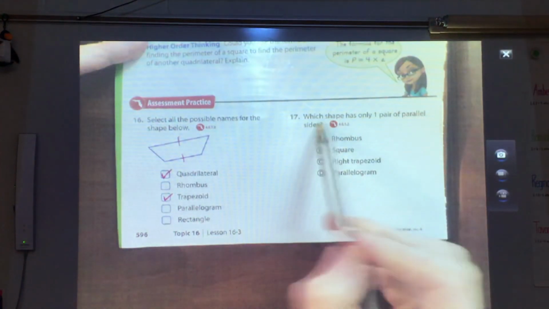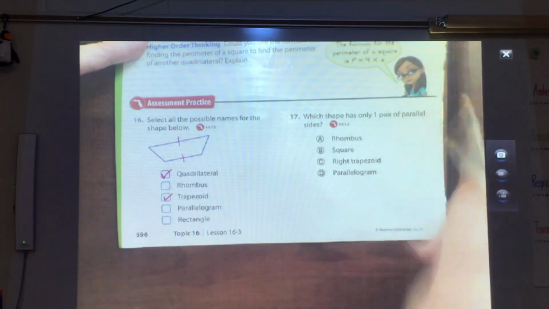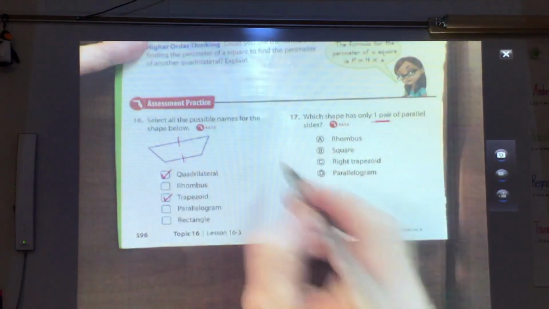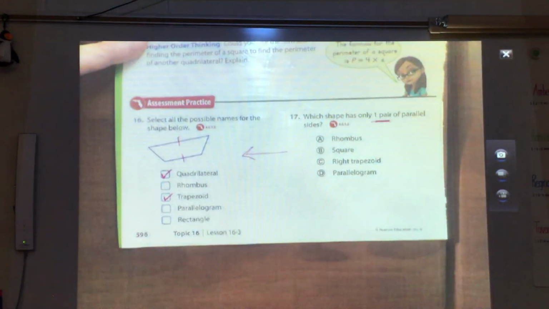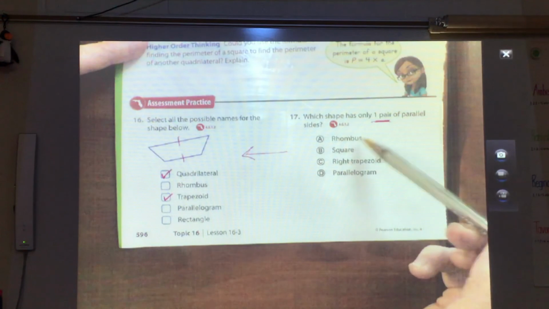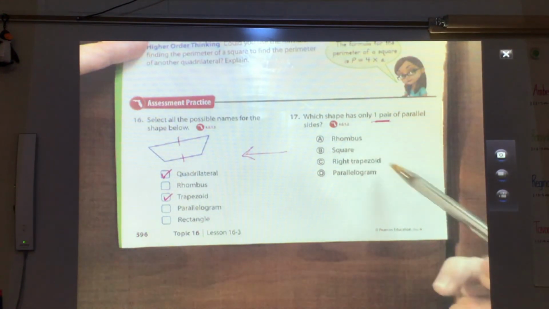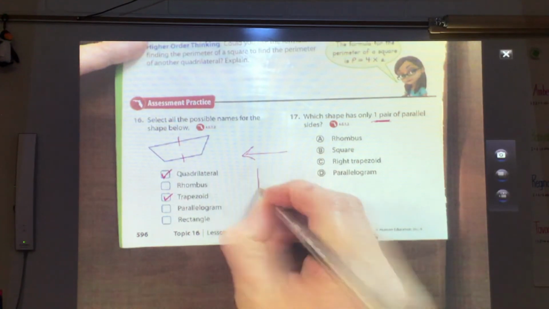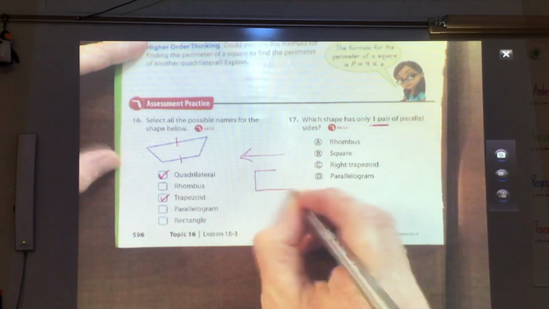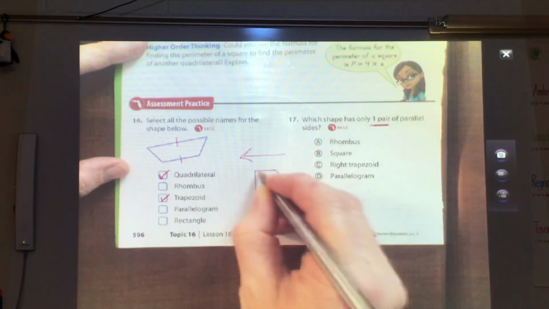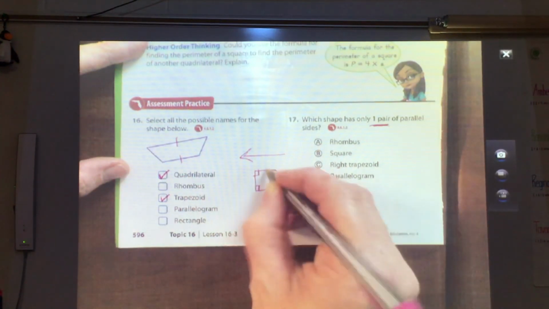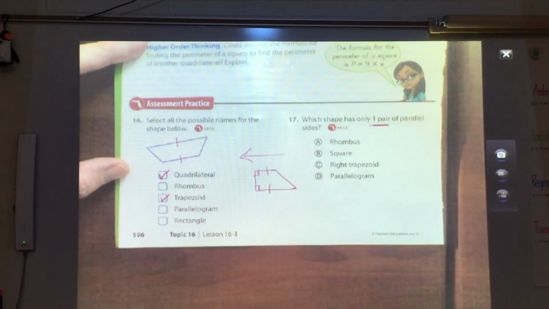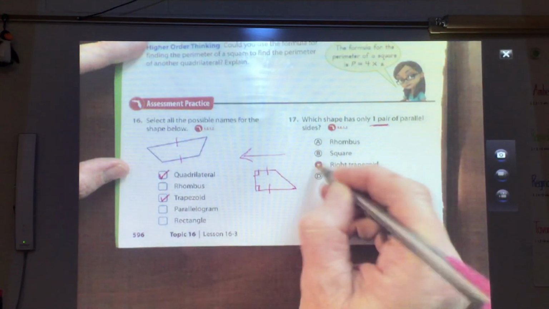All right, and then which shape has only 1 pair of parallel sides? Well, we can look at our shape over here, and we're going to ask ourselves, is that a rhombus, a square, a right trapezoid, or a parallelogram? If you remember from our other page, the right trapezoid had those right angles with one set of parallel sides. So it has to be that right trapezoid.